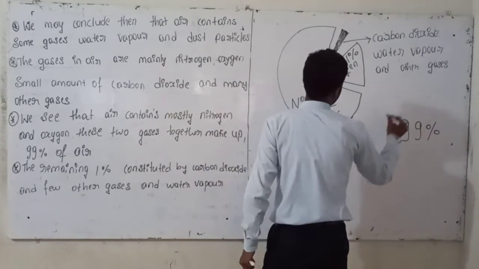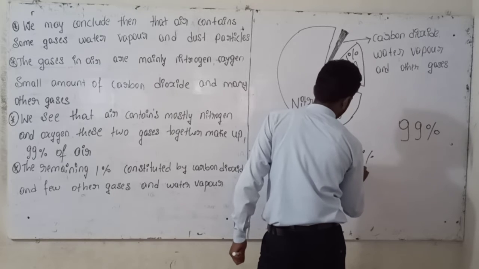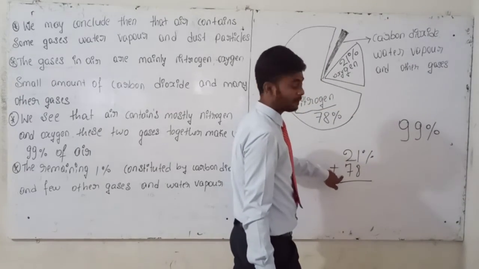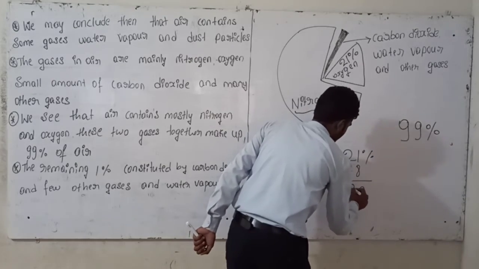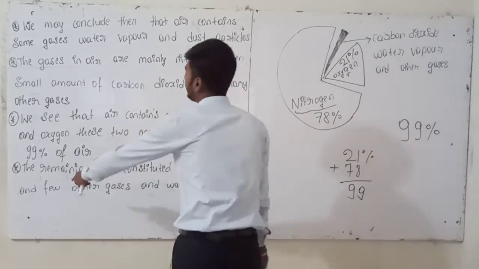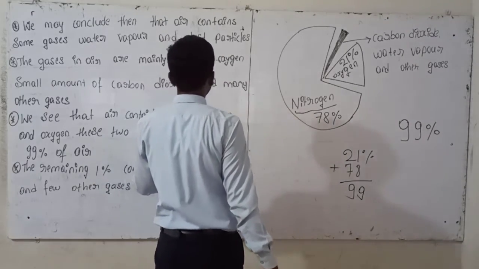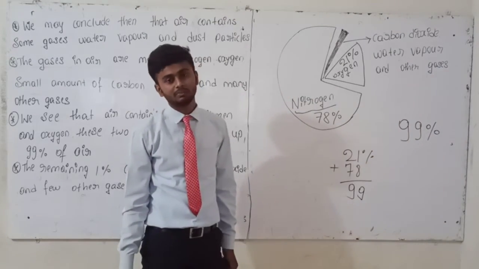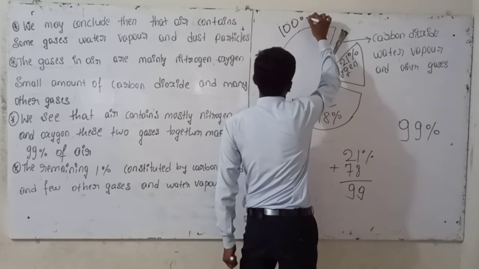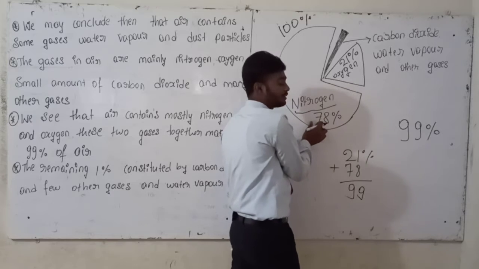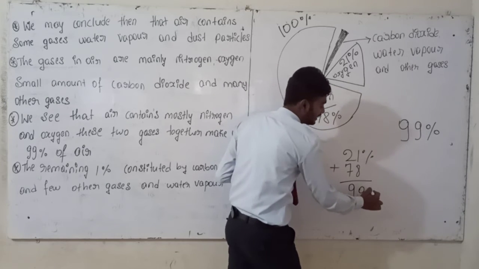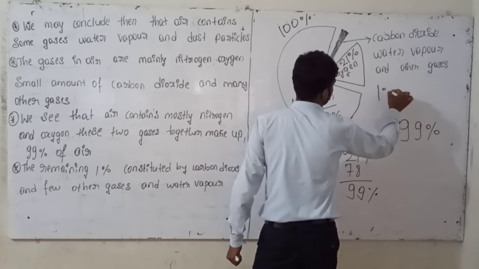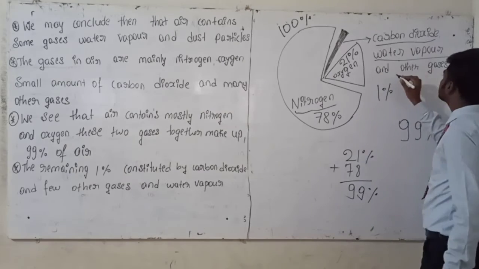So how much? 78% is nitrogen and 21% is oxygen, so totally 99%. The remaining 1% is constituted by carbon dioxide, a few other gases, and the water vapors. In the whole 100% of air, 21% is oxygen and 78% is nitrogen, so both combined form 99% of the air. The remaining 1% is carbon dioxide, water vapors, and other gases.